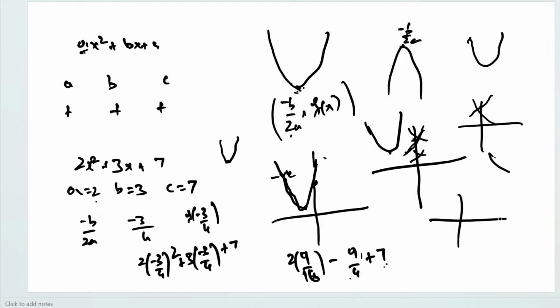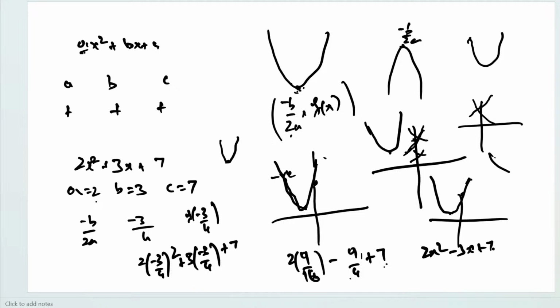So what is the lowest point and where is it touching? Just connect these two and finish the graph. Okay, now, let's say 2x square minus 3x plus 7.